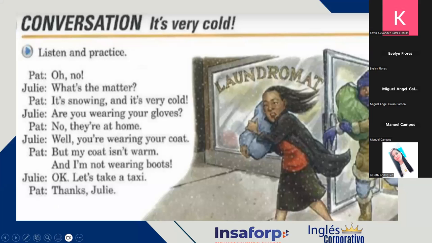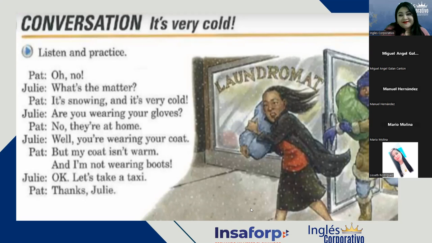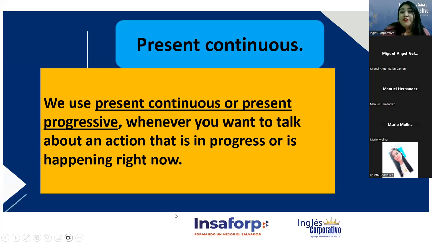So let me listen to Mario Molina. Mario, when do we use present progressive? ¿Cuándo utilizamos el presente progresivo in English? Oh, I don't know. You don't know? What happened? Where were you? No sé cómo responder eso de dónde podemos usar el progresivo. Where no? When? When can we use progressive? When do we use it?